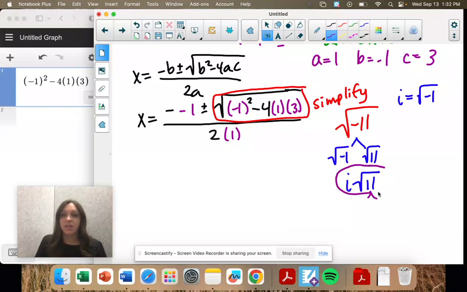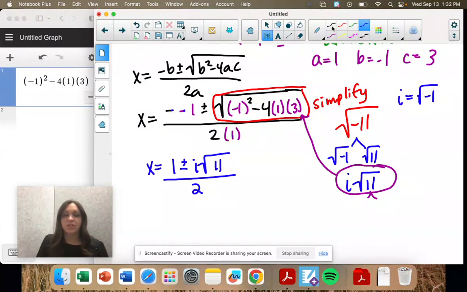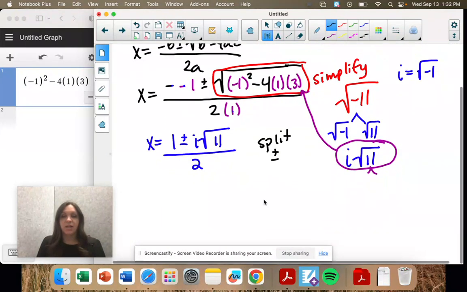So we're going to take this and replace it back up there. We simplified that little chunk, but let's continue. X equals negative, so +1 plus or minus i square root of 11, all divided by 2 times 1, which is 2. So your last step is to split that plus or minus.